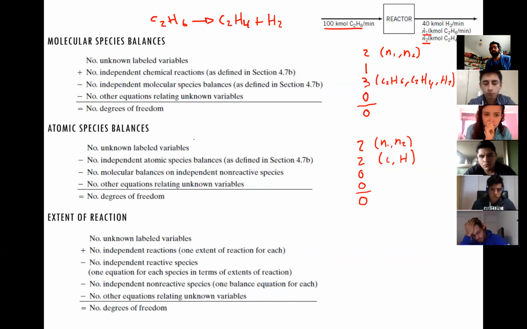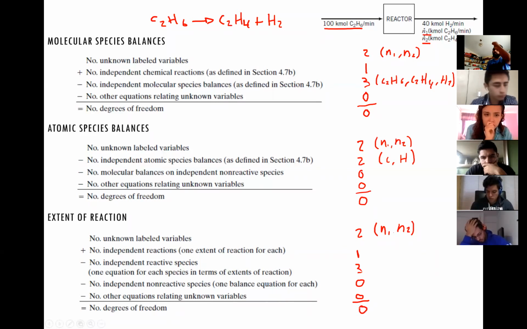So the last one is the extent of the reaction. So again, number of known variables, 2 again, the same 2, N1 and N2. Then number of independent reactions, we will have 1 reaction, and of course it's independent, so 1. Number of independent reactive species, we have 3, right? Again, C2H6, C2H4, and hydrogen, so 3. Number of independent non-reactive species, again, we don't have those in this particular problem, so 0. And number of other equations relating known variables, 0 again, right? And that gives us 2 plus 1 minus 3, 0.